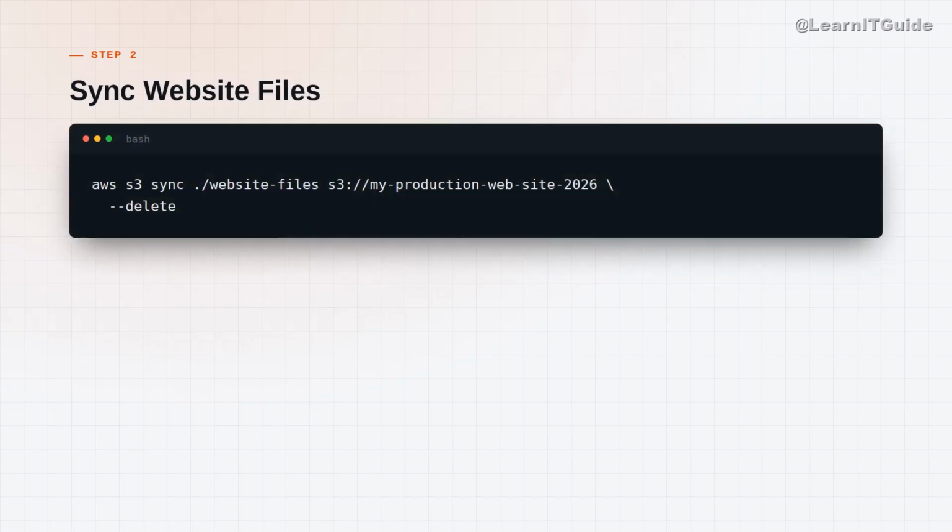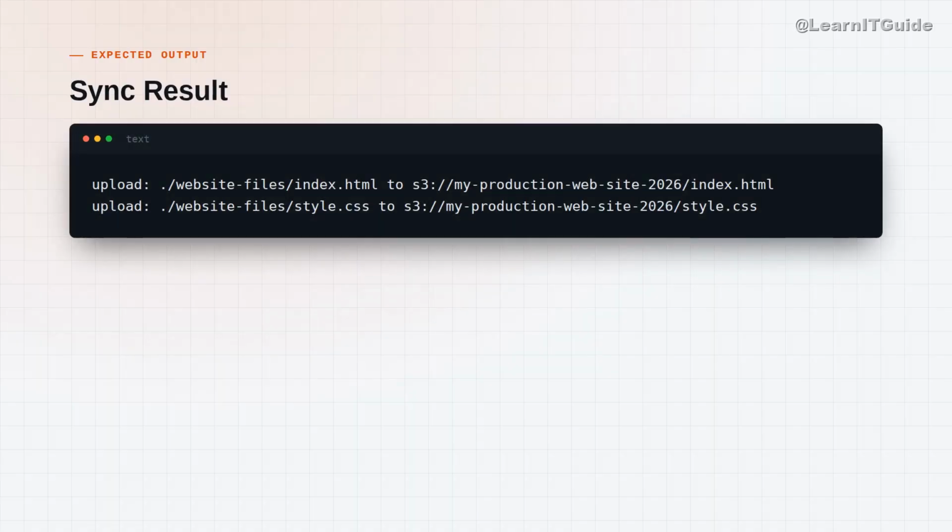Now we sync the files. The sync command is significantly better than a standard copy command because it only uploads files that have changed. The delete flag is optional but recommended. It removes any files in the bucket that no longer exist in your local source directory. This prevents stale content from lingering in your production environment. You will see a list of files being uploaded. This is the confirmation that your assets are now sitting in the bucket. If you have a large site with hundreds of files, this command will handle the parallelization automatically.